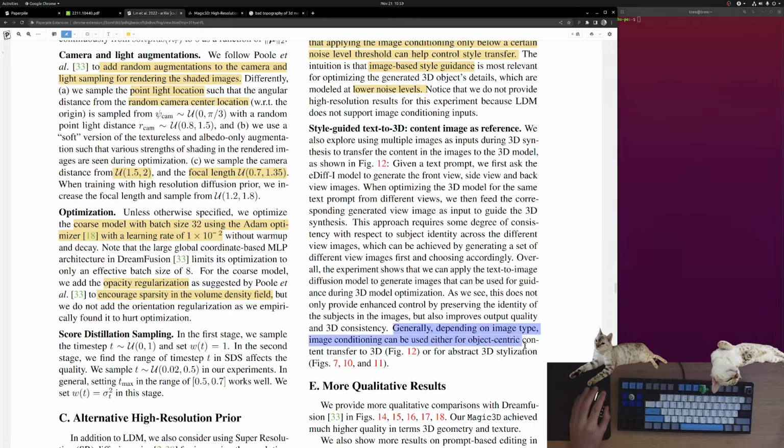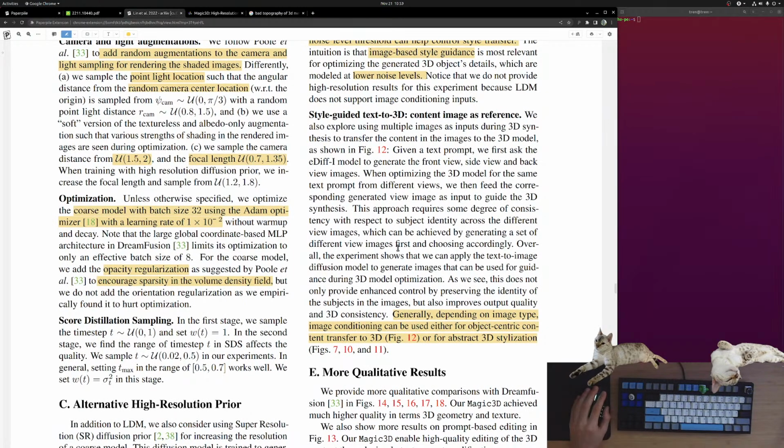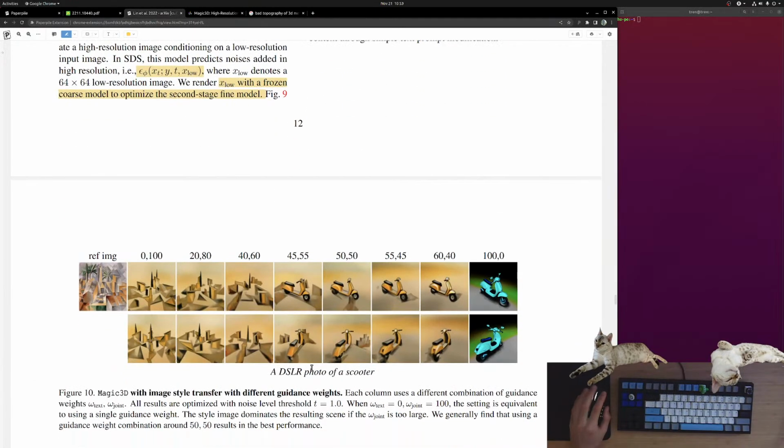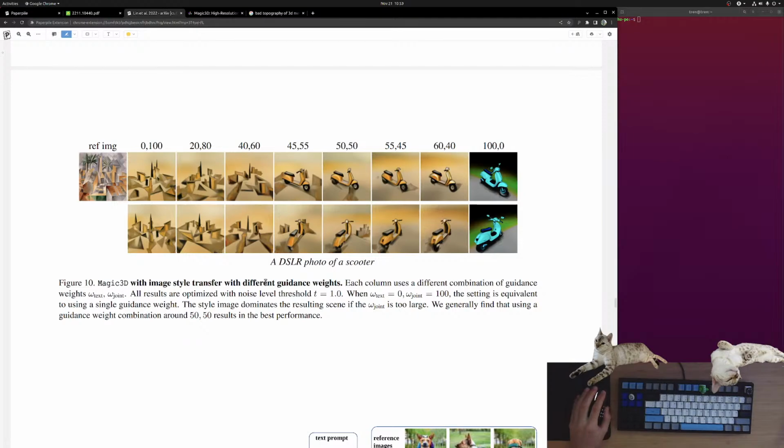Image conditioning can be used for object-centric content transfer to 3D or for abstract 3D stylization. Each column uses a different combination of guidance weights. All results are optimized with noise level threshold T equals 1.0.